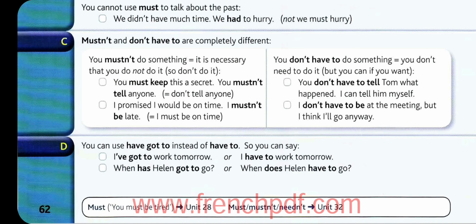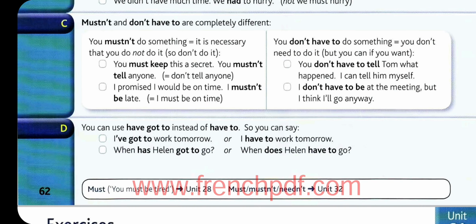هسه خلينا نشوف. هنا طبعا طلاب فوق كاتب لنا must not and don't have to are completely different. completely بالكامل مختلفات عن بعض، ماكو وجه تشابه بينهم. You must not do something means it is necessary that you don't do it. لما أقول you must not do something بمعنى it is necessary، من الضرورة that you don't do it، من الضروري إنك ما تسويه.